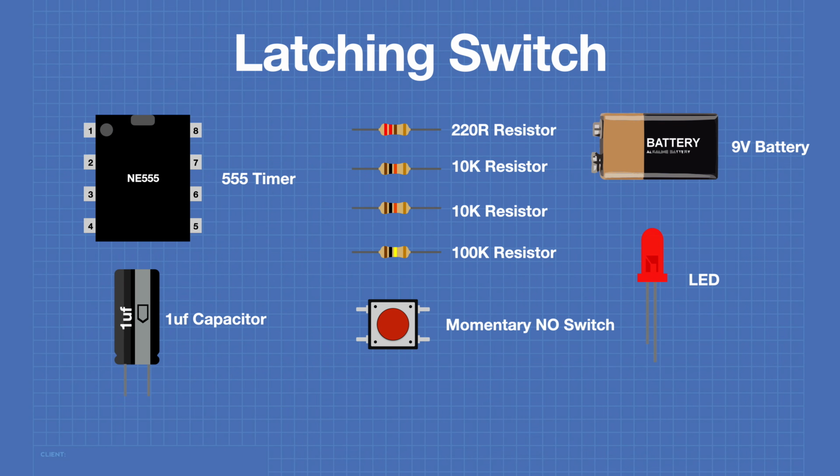Now here are the parts you're going to require to build this. We'll require a 555 timer, a 1 microfarad capacitor, 4 resistors, a 220 ohm resistor, 2 10K resistors, and a 100K resistor, a momentary contact normally open push button switch, an LED for the output, and a 9-volt battery to power everything.